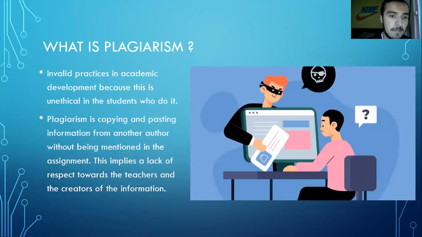Plagiarism consists of invalid practices in academic development because it is unethical for the students who do it. Plagiarism is copying and pasting information from another author without mentioning it in the assignment. This implies a lack of respect towards the teachers and the creators of information.